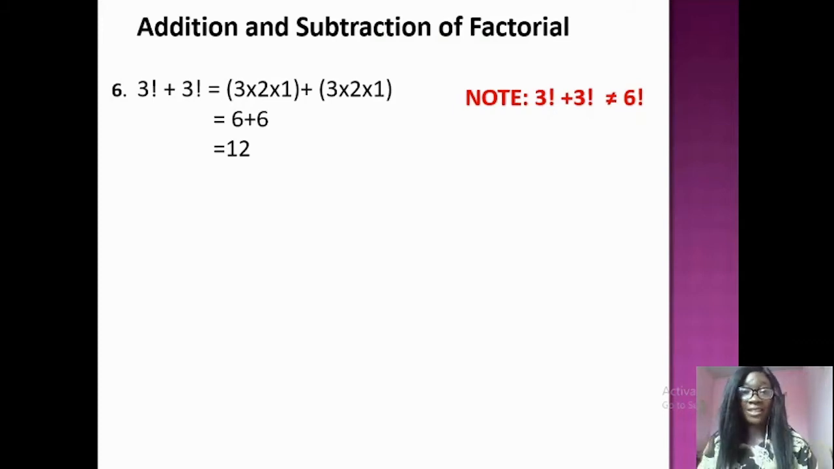Meaning that 3 is on its own, 3 also is on its own. They are not friends. You have to settle this number and you have to settle the other number before you can add them. So maybe if I have 2 different numbers, 5 factorial plus 2 factorial, don't tell me it is 7 factorial. You have to settle 5 factorial, which is 5, 4, 3, 2, 1, then plus 2 factorial. So don't add them together. Settle the factorial before you add. That's what this note means. This is very, very important, so please take note of this.